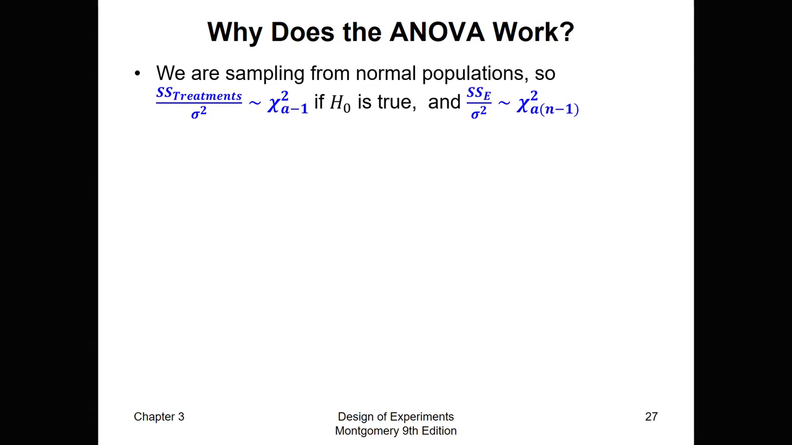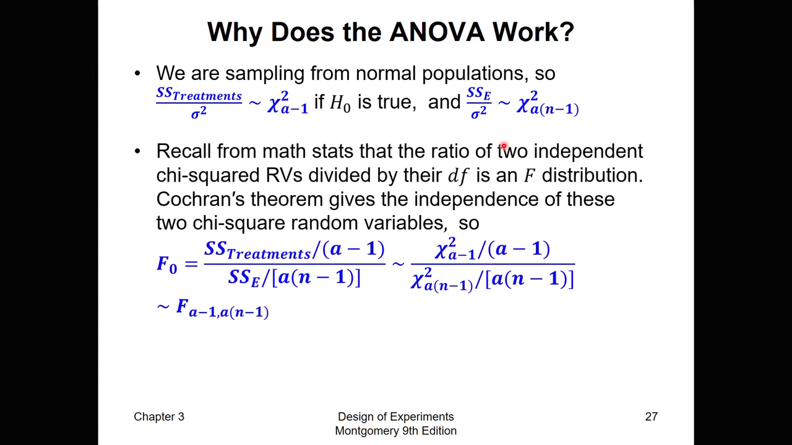Now the cool part is that if I have two chi-squareds and divide one by the other, then the ratio of two chi-squareds over their degrees of freedom is an F distribution. So recall that from math stats. Now what's cool here is that Cochran's theorem says that these are two independent chi-squared random variables. So because these are independent, I can take this particular ratio as an F statistic. So I take this chi-squared and divide it by its degrees of freedom, and the second chi-squared and divide it by its degrees of freedom.